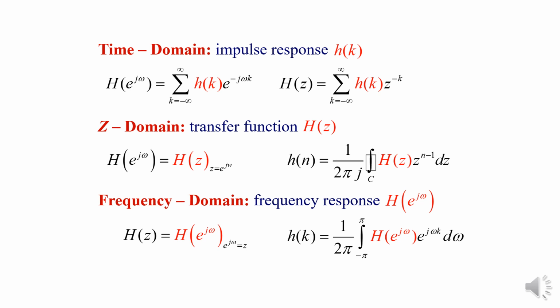How can we convert from one to the other? How can you convert from DTFT to Z transform? Replace e^jω by z. And how can we change from H(z) to H(e^jω)? Substitute z equal e^jω, right? So we can get the transfer function, right? As I have shown you previously, you can actually draw the transfer function.